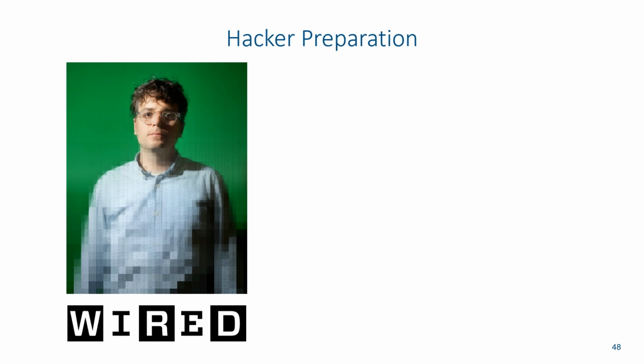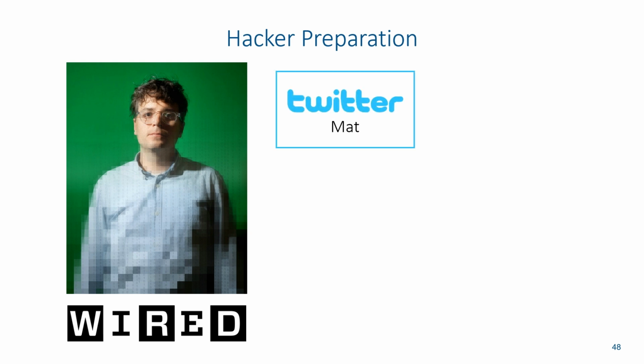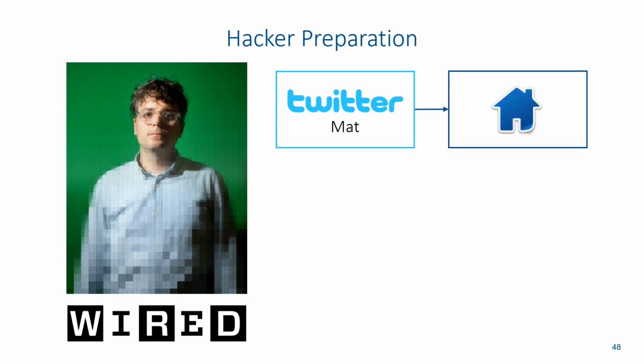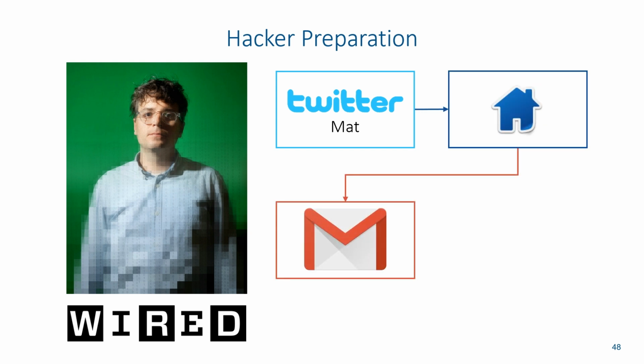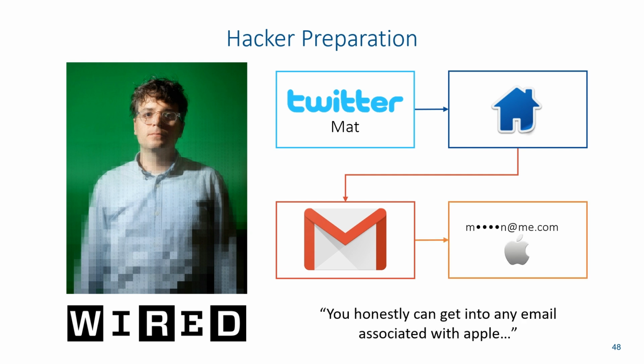So what was the preparation for these hackers? The first thing they did was go to his Twitter account, see that it was linked to his personal home webpage, and on his personal home webpage, they found his Gmail account. From there, they initiated a recovery request where they saw m******n at me.com. From there, it's simple to figure out that his email address is matthonan at me.com. At this point, you could honestly get into any email associated with Apple. And this is why. All you need is three things: an email, a billing address, and the last four digits of a credit card.